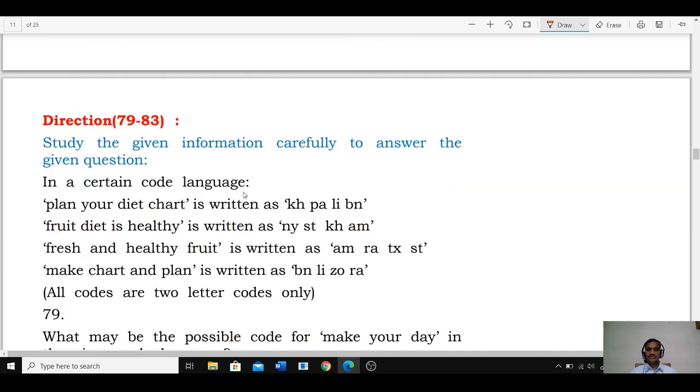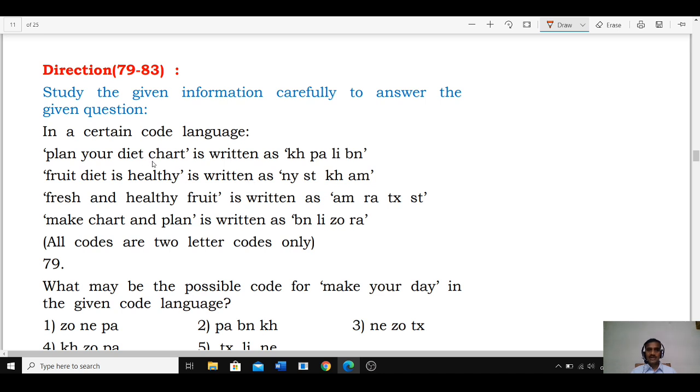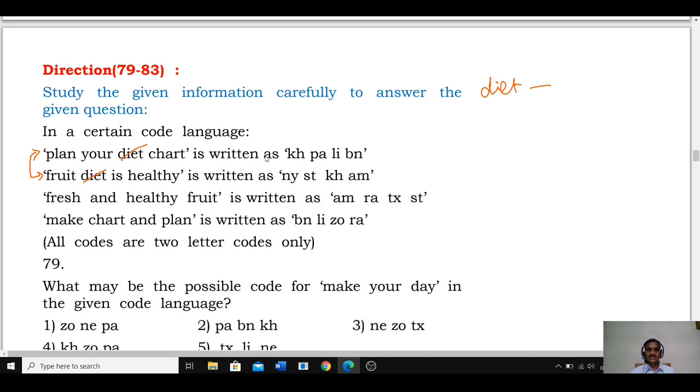Then 79 to 83, if you observe here, plan your diet chart. It is based on coding and decoding. Now compare the first and the second statements. If you compare these two, plan your diet chart. Fruit diet is healthy. Then tell me which word is common here. Diet is the word that is common between these two. Then which code is common? KH. And the code to the word diet is KH.